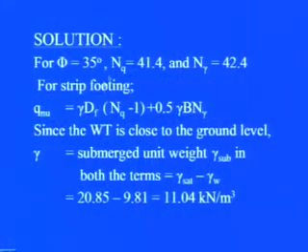Now, again in order to solve this problem, once we know the value of phi, the N q and N gamma parameters are obtained from the table, and we substitute these values in the equation of Terzaghi for the strip footing, that is gamma D f (N q minus 1) plus 0.5 gamma B N gamma. Now, we know that the water table is very close to the ground surface. So, gamma will be used as the submerged unit weight in both the terms, and that is equal to gamma saturated minus gamma w. So, gamma saturated minus the unit weight of water will give 11.04 kilonewton per meter cube as the submerged unit weight of the soil mass.